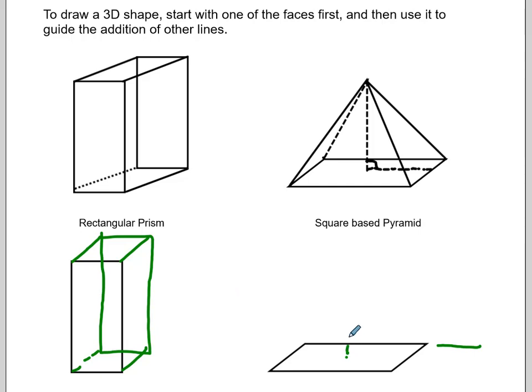If I extend to some pinnacle or some point, and then I just connect the corners, and I might connect with a hidden line back here, that's how I can draw a pyramid. So just a few tips on how to draw three-dimensional shapes. You might find it very helpful for this section. So we're going to do volume of three-dimensional shapes.